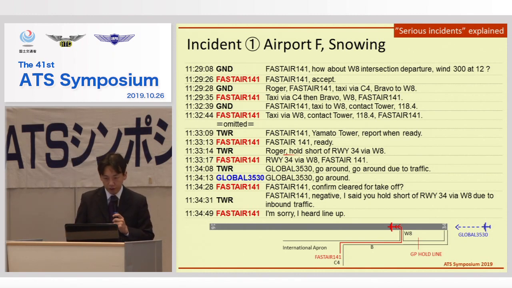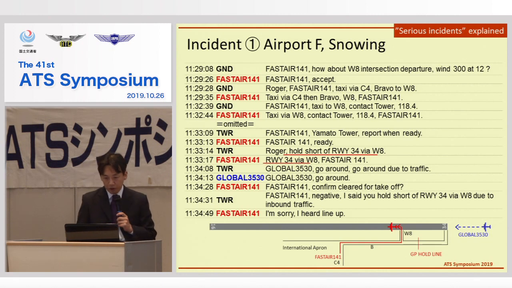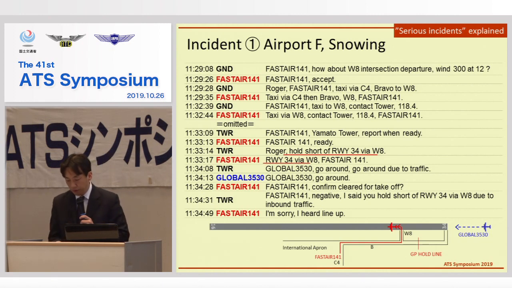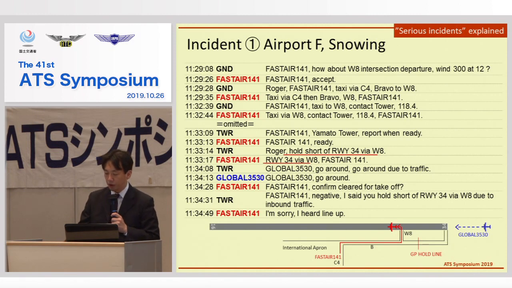The controller said, hold short of runway 34 via Whiskey 8. And the pilot just read back, runway 34 via Whiskey 8. Does this make any sense? Maybe yes, maybe not.